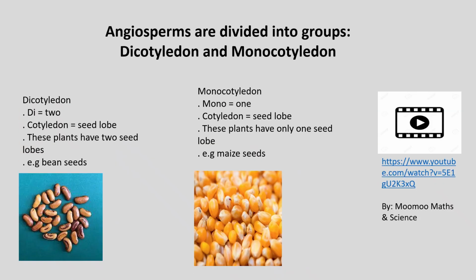Angiosperms are divided into groups, which is dicotyledon and monocotyledon. Dicotyledon, di means two, cotyledon means a seed lobe. Dicotyledon in essence means that plants have 2 seed lobes. If we look at bean seeds, for example, they have 2 different lobes which can be used for growth underground and for growth above the ground.